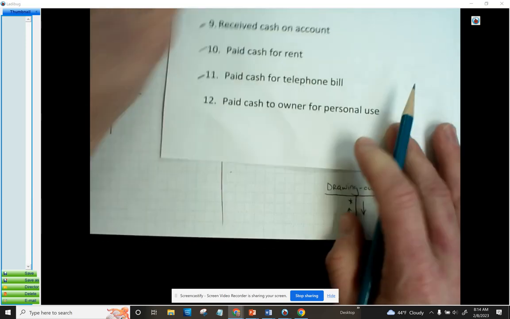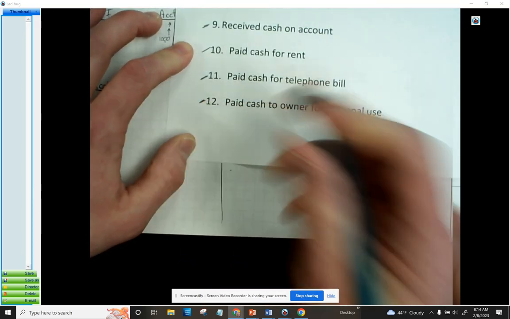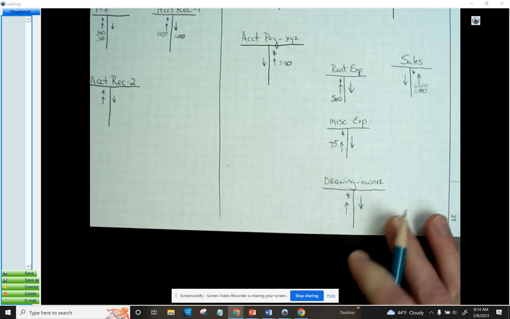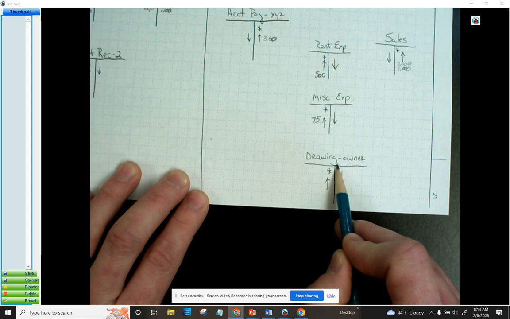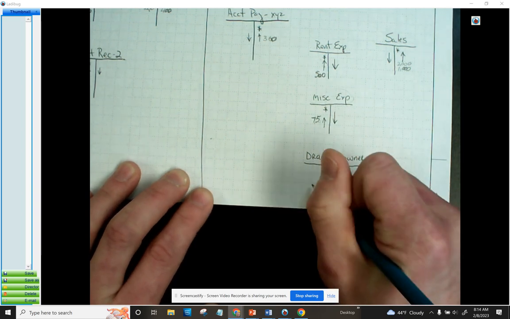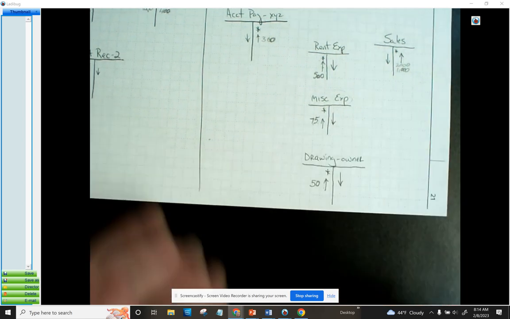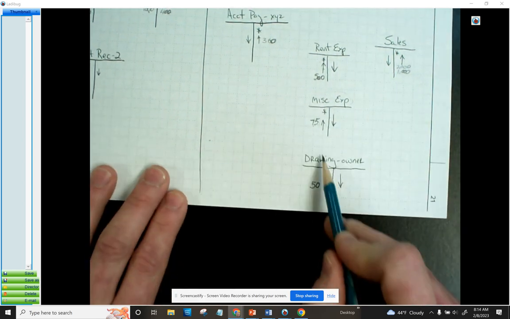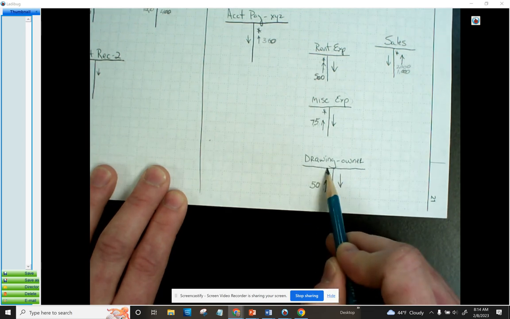The last one is owner takes out money for personal use. This is your drawing account. It's similar to expenses, but it is not an expense account, but it impacts owner's equity the same way. As it goes up, it will make owner's equity go down. Let's say we took out $50 for personal use. The owner wants to use that $50 for whatever they want. The drawing account goes up $50 to record money was taken out for personal use, making owner's equity in turn go down.